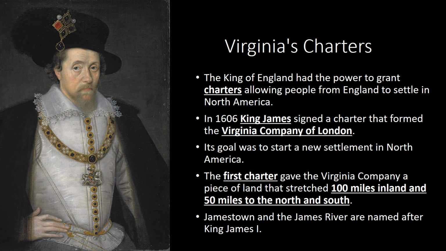Virginia's charters. The King of England had the power to grant charters allowing people from England to settle in North America. In 1606, King James signed a charter that formed the Virginia Company of London. Its goal was to start a new settlement in North America. The first charter gave the Virginia Company a piece of land that stretched 100 miles inland and 50 miles to the north and south. Jamestown and the James River are named after King James I.